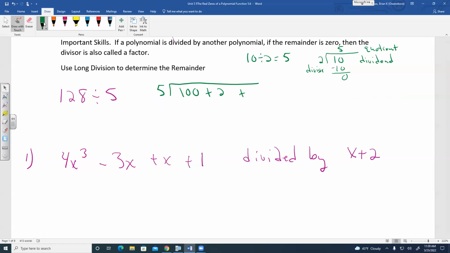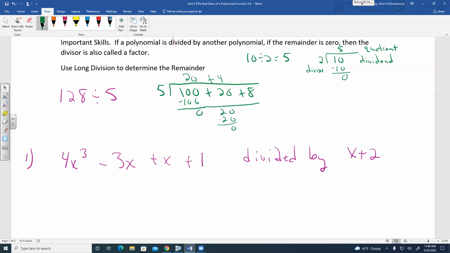So 100 plus 20 plus 8. Notice how we could go 5 into 100 by just ignoring the 0, and say 5 goes into 10 2 times. So 5 goes into 100 20 times. 20 times 5 would be 100. And when we subtract, we would get a remainder of 0. So then I would bring down the 20. 5 goes into 20. In other words, 5 times what is 20? We would see that would be a 4. 4 times 5 is 20. And again, we would get a remainder of 0.